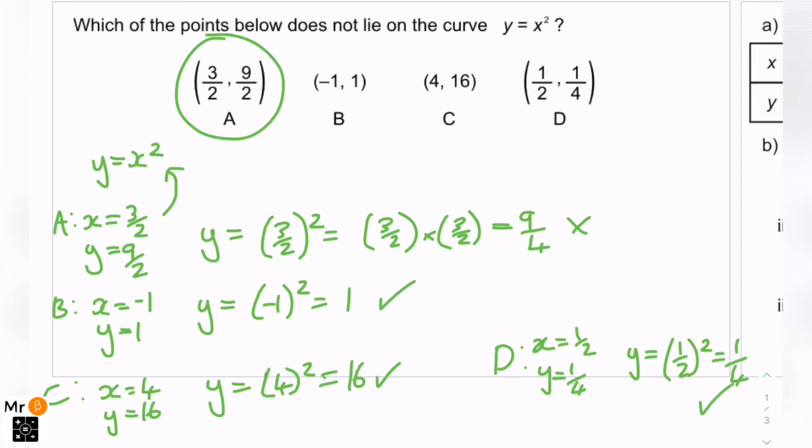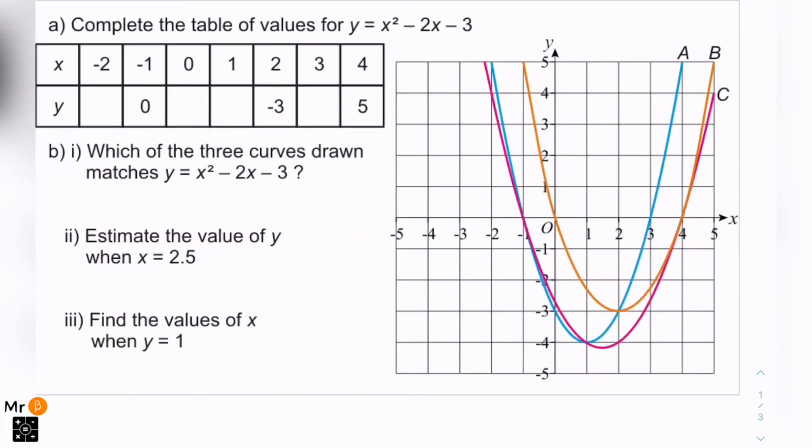That also works. So the only one not on the curve is A. So here in question 4, we've got to complete the table of values. Again, I would recommend extending your table and working out x squared, minus 2x and minus 3 separately before getting your answer. Because I don't have any room, I'm just going to complete it in my head. We're going to go through it bit by bit.